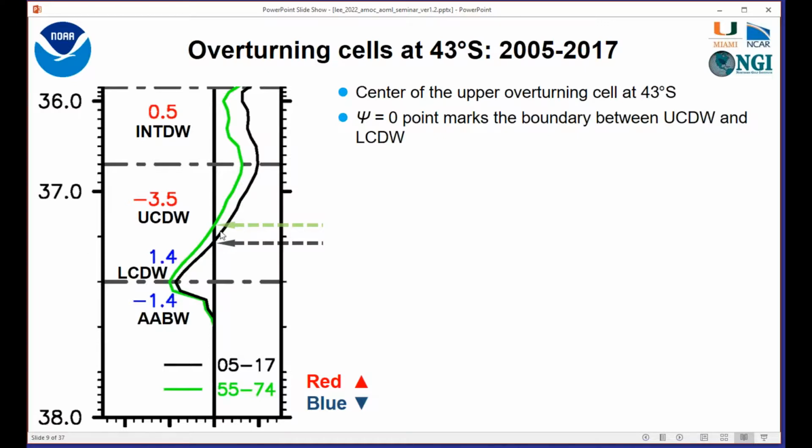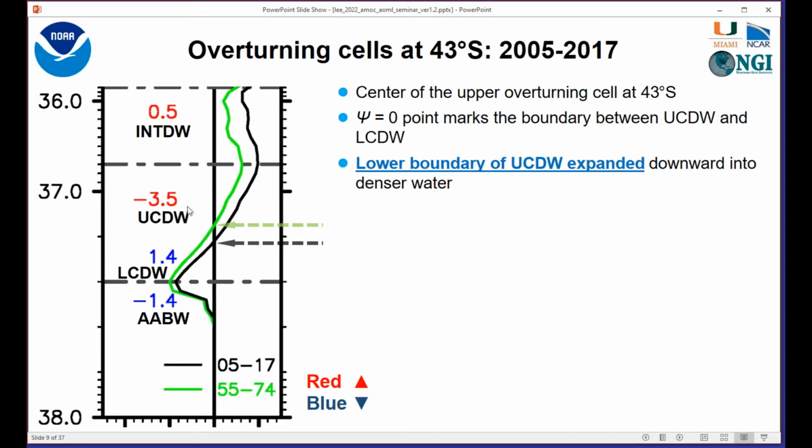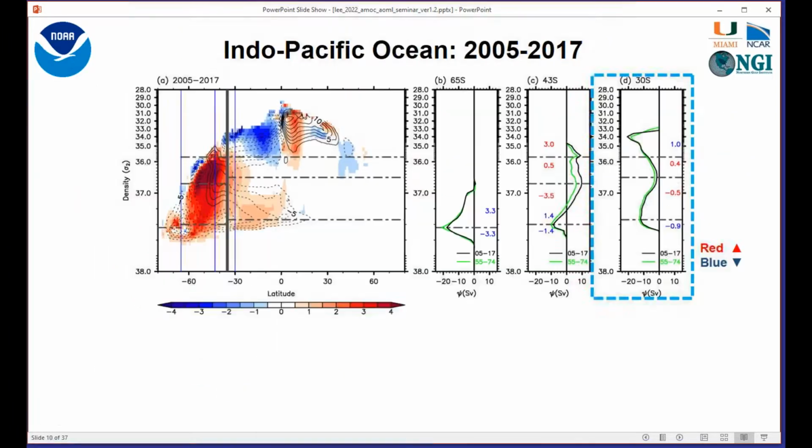You can see that it used to be right here in the reference period, but in the recent period, it shifted further down. What it means is that the upper circumpolar water has expanded downward into the deeper ocean, and the lower circumpolar water has contracted downward. So it's not just an increase or decrease in magnitude, but also an expansion and a contraction. That's very important, so I just wanted to make that clear.